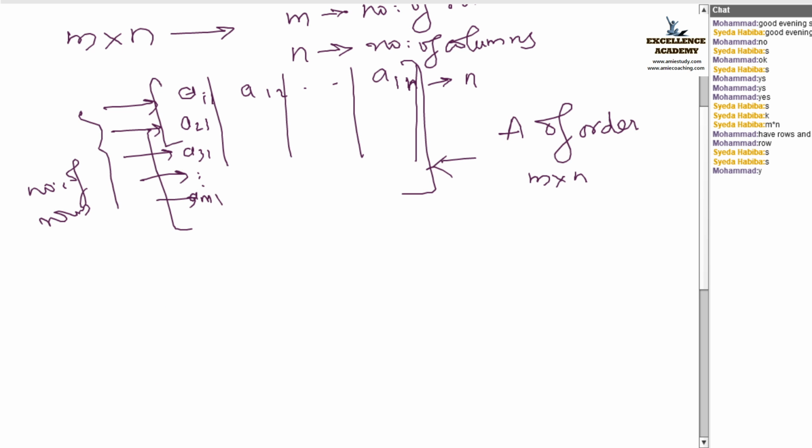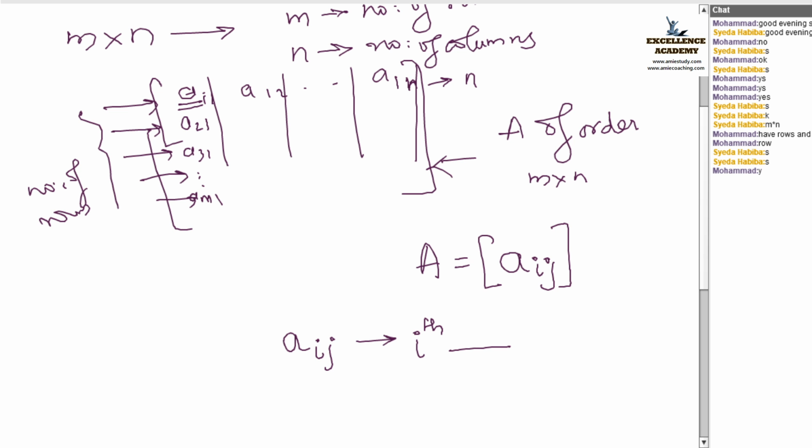Now this matrix A can also be written with small letters. The elements in the matrix are denoted by aij. If I am writing simply an element aij, that represents the element in the ith row and jth column. Right, ith row and jth column.